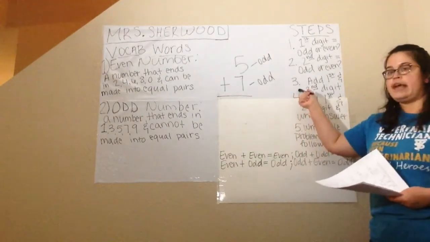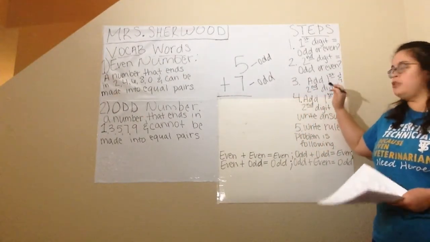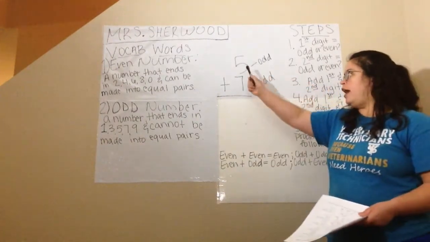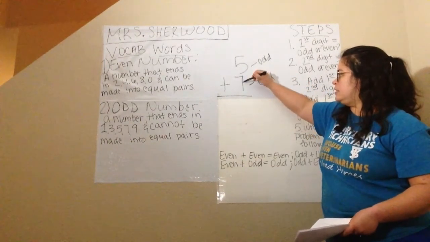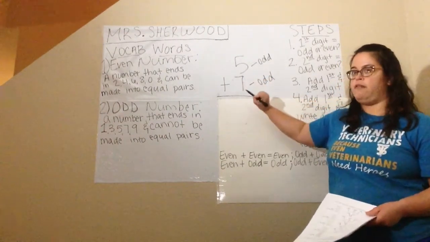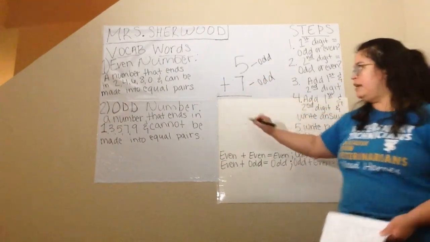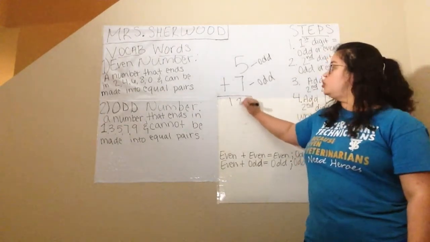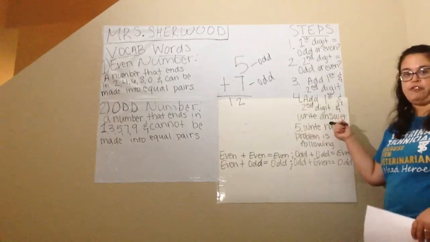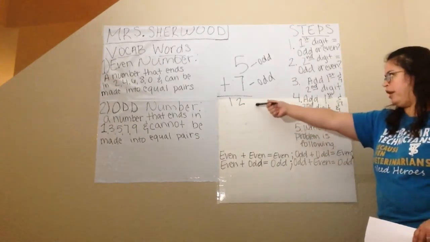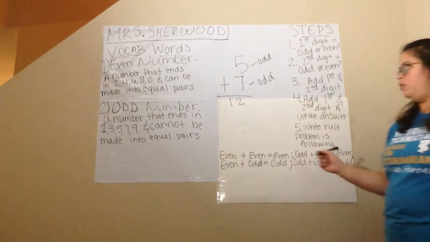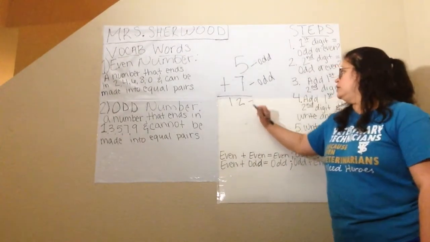Okay, third step. I'm going to add the first and the second digit together. So I have 5, 6, 7, 8, 9, 10, 11, 12. 5 plus 7 equals 12. And then you're going to write that answer as your fourth step. Write what you get after you add the first and second digit together. And then we need to determine what 12 is.